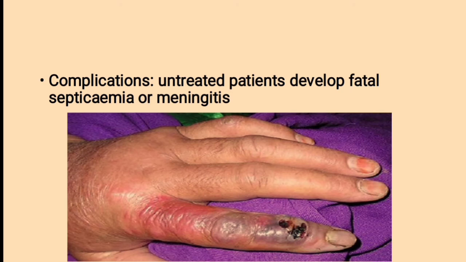Then complications: untreated patients develop fatal septicemia or meningitis. So, fatal septicemia and meningitis are the complications of Bacillus anthracis infection. So, this is a picture of cutaneous anthrax.